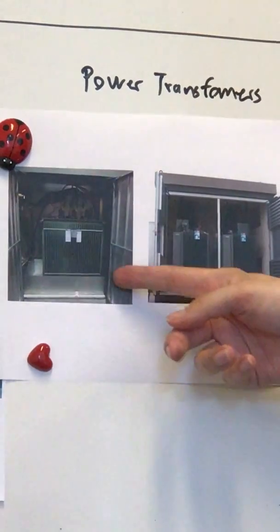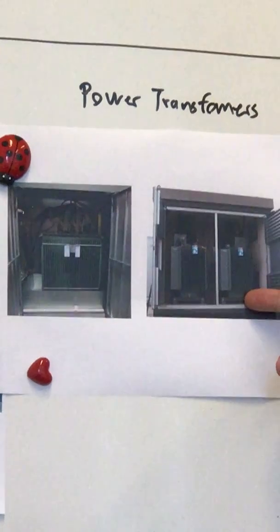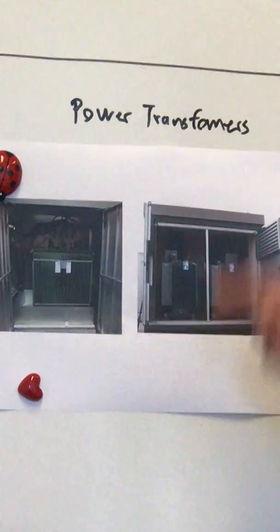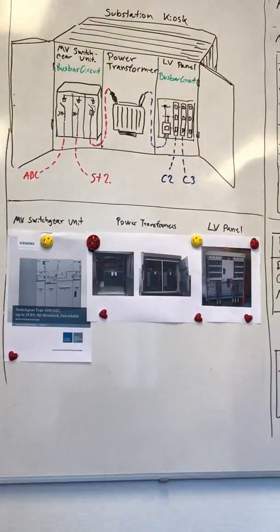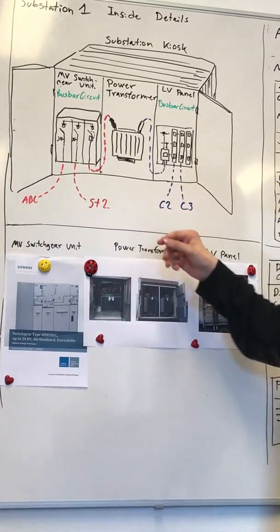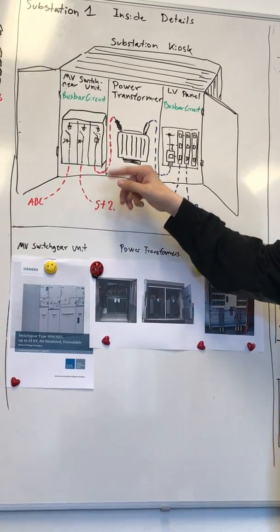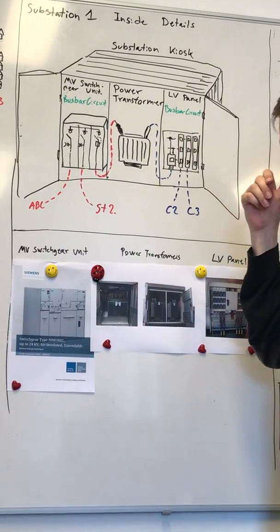This is a kiosk that has one transformer. And you can see here actually it can have several transformers. So it's just to show that there can be more equipment than shown here. But more about that later. The typical case is that it has one medium voltage switchgear unit and one transformer and one low voltage panel.